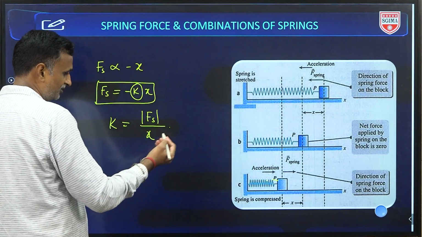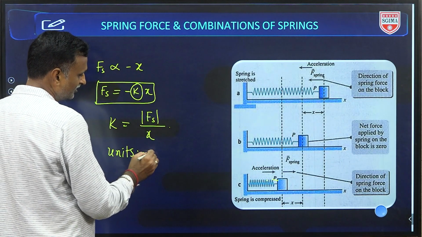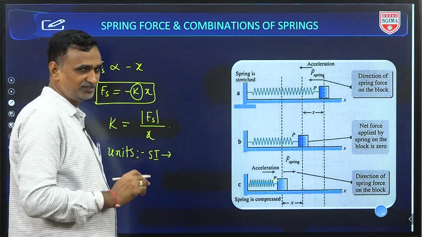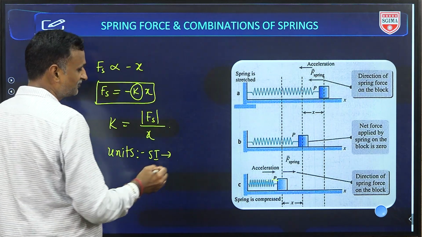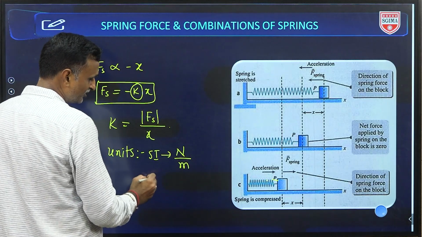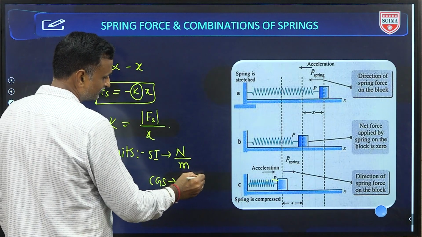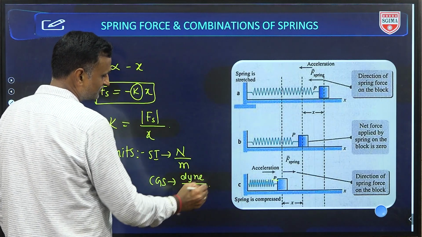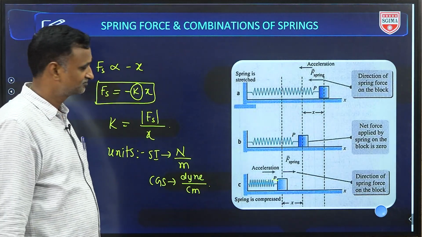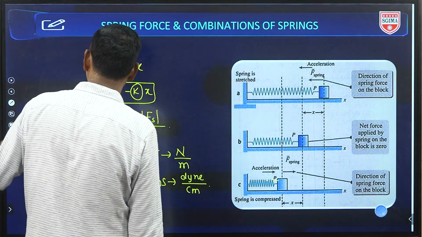Now unit-wise we can discuss. In the SI system, what is the unit of force? It is spring force, but it is a type of force, so definitely the unit for force is Newton and for displacement it is meter. In the CGS system, the unit is dyne per centimeter. This is the unit for the spring constant or force constant. Okay, so let us move on to the next slide.